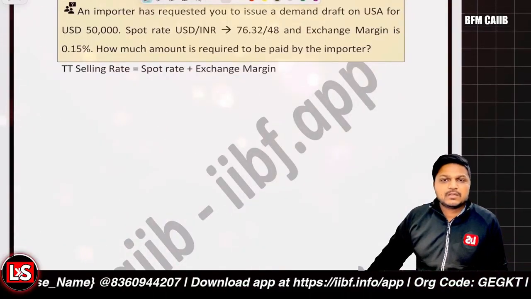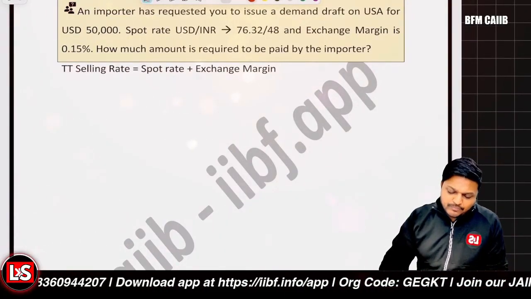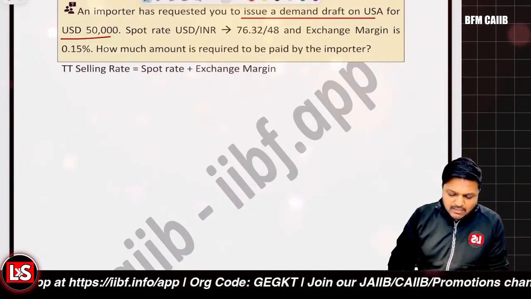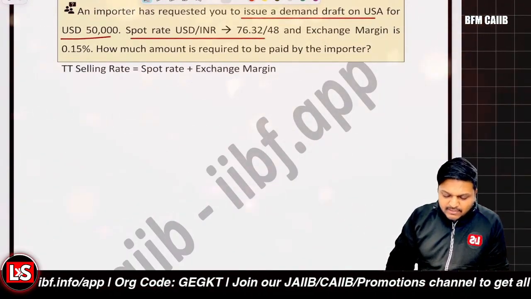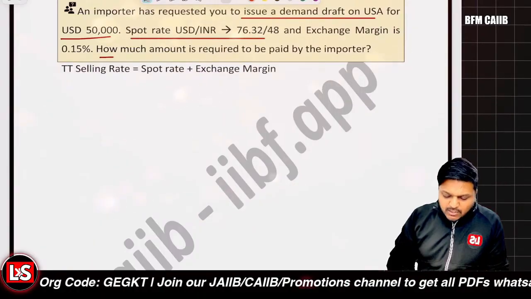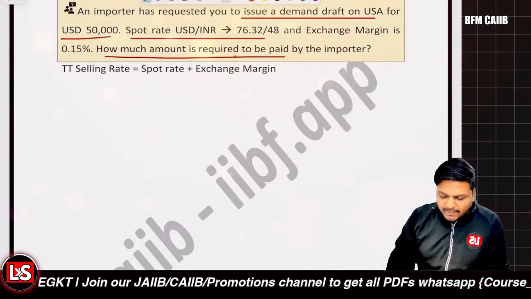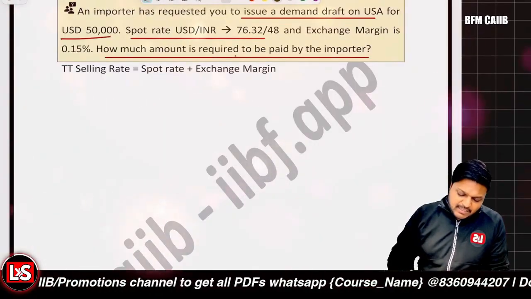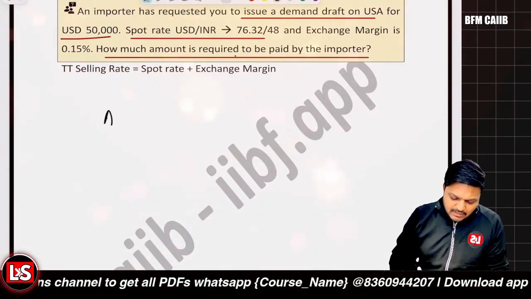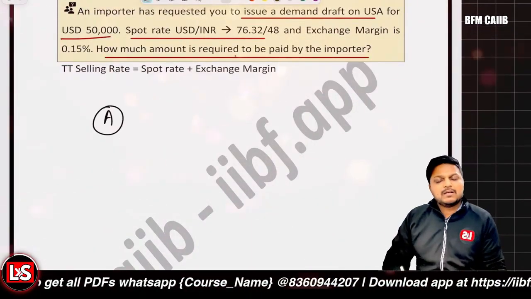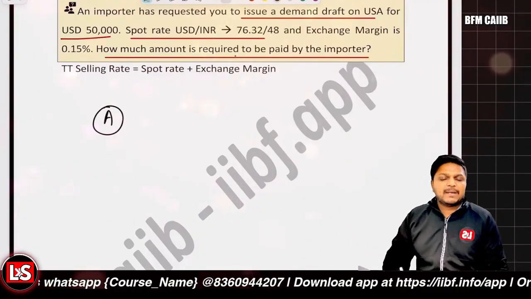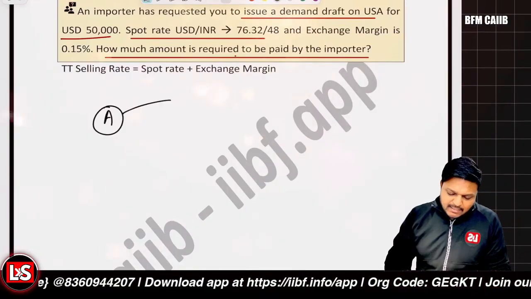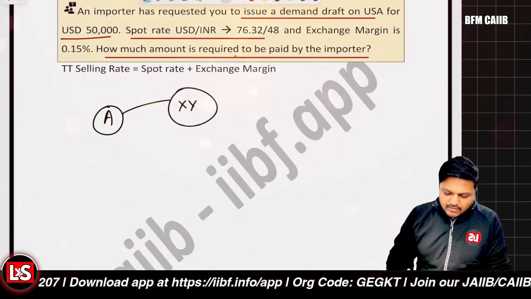The third one. An importer has requested you to issue a demand draft on USA for 50,000 USD. Spot rate is given, exchange margin is given. How much amount is required to be paid by the importer? So let's say we have an importer, person A, who wants to remit 50,000 USD by issuing a demand draft. And he came to the bank XYZ, right?